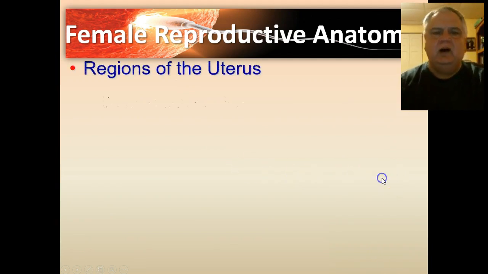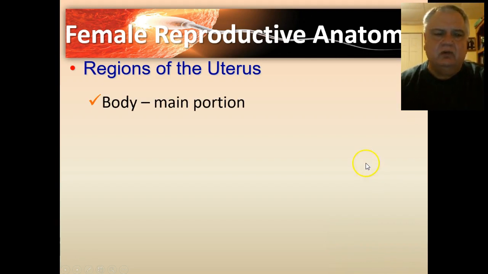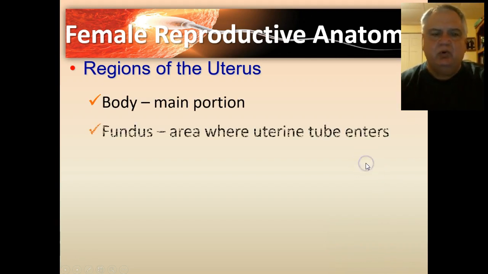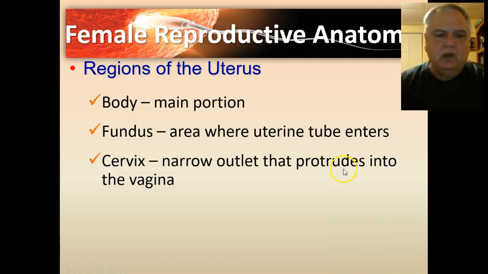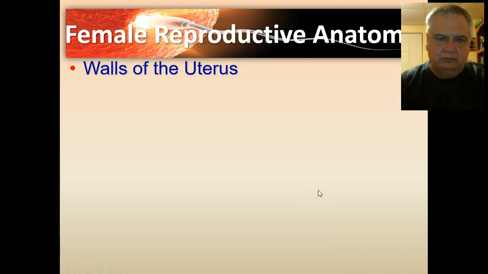As a matter of fact, let's do that now. So we take a look at the regions of the uterus. The first region is the body. That's the main portion of the uterus. Next up, we have the fundus. This is the area where the uterine tubes enter, and the fundus is usually a dome-shaped region. Remember, the fundus of the stomach was the dome-shaped part of the cardiac region of the stomach. And then at the opposite end of the fundus, inferior to the fundus, we have a narrow outlet that will protrude into the vaginal canal below, and that outlet from the uterus is referred to as the cervix.